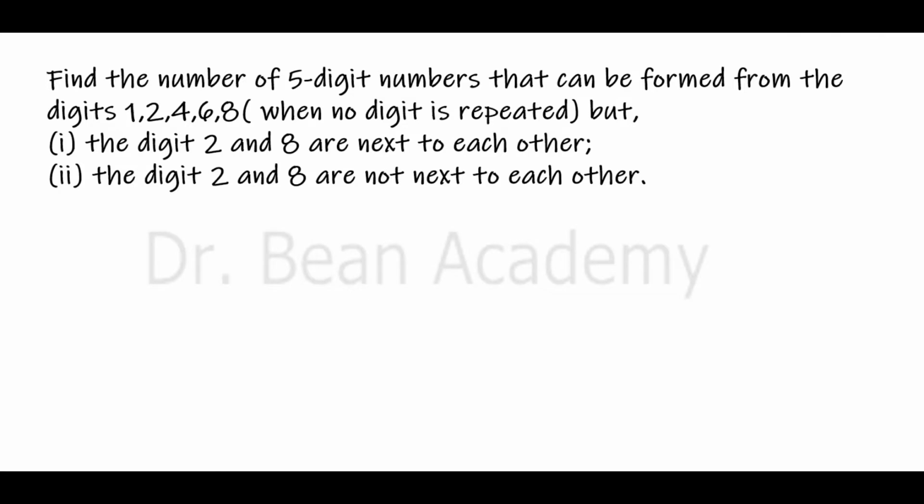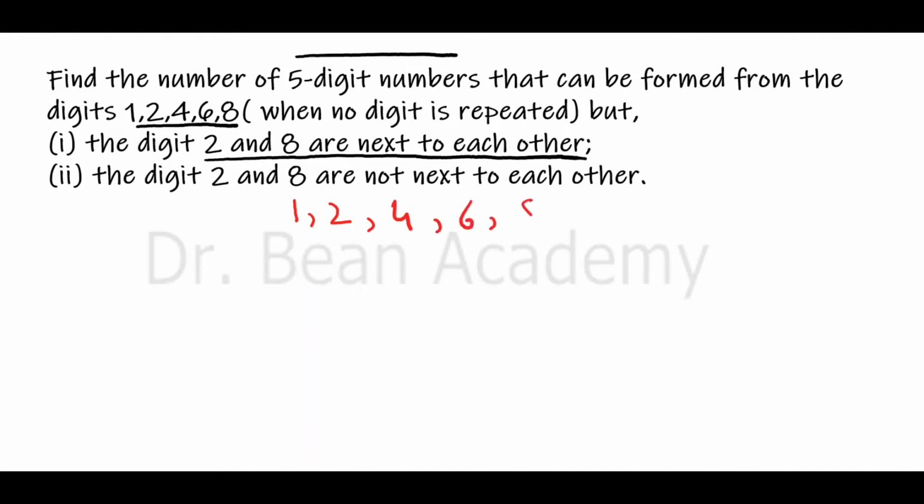Find the number of 5-digit numbers that can be formed from the digits 1, 2, 4, 6, 8 when no digit is repeated but the digits 2 and 8 are next to each other. Okay, so let me write the numbers first. It's 1, 2, 4, 6 and 8. We need to find the number of permutations. Of course, we are dealing with numbers and no digit is repeated.